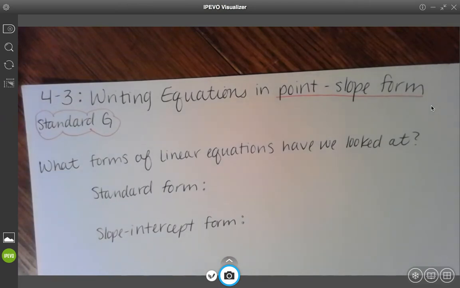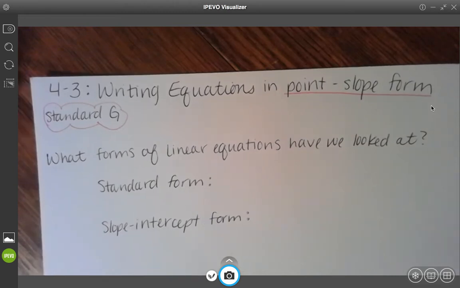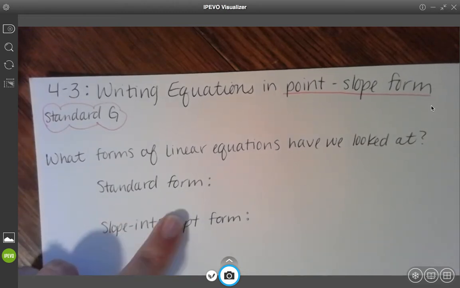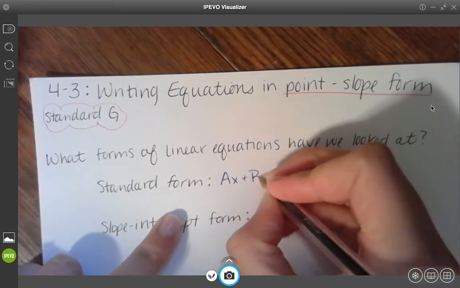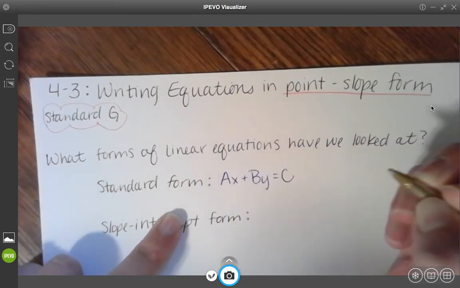Okay, now we're going to look at 4.3, which is writing equations in point slope form. So let's talk about this new form by first talking about what forms we have looked at so far. What forms of linear equations have we seen? We have talked about standard form. If you remember, standard form is where we have ax plus by equals c, right?